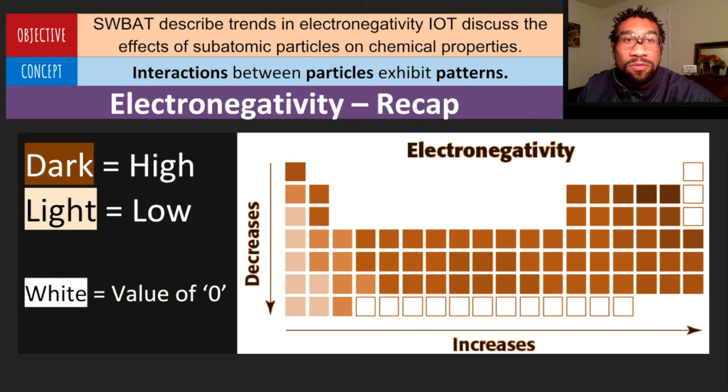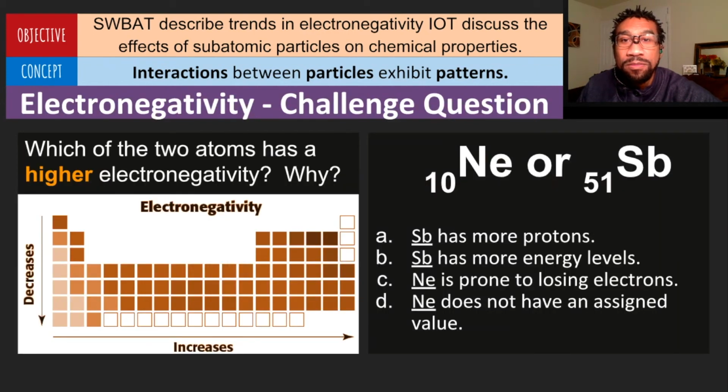Okay. So before we wrap this up, I actually want to give you one more example to really test whether or not you're paying attention specifically to this trend, especially the shaded. I love the shaded chart for a reason because it actually shows you some things that other periodic tables don't make obvious. Okay, so one more example. So which of the two atoms has a higher electronegativity and why? Is it going to be neon or is it going to be antimony? So neon, atomic number 10, or antimony, atomic number 51.